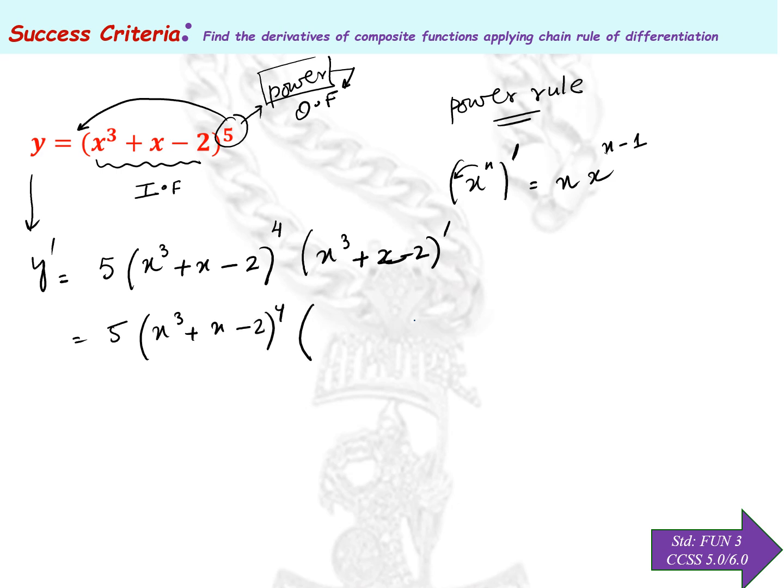Now here I have a prime, which means I have to take the derivative of this function with respect to x. Bring the 3 here, apply the power rule, write the x from the power minus 1, that is 2, plus derivative of x is 1, that is a formula. Derivative of 2 is 0. That is all. So this is how we can take the derivative of the composite functions.